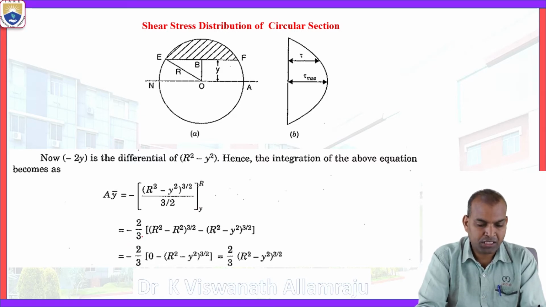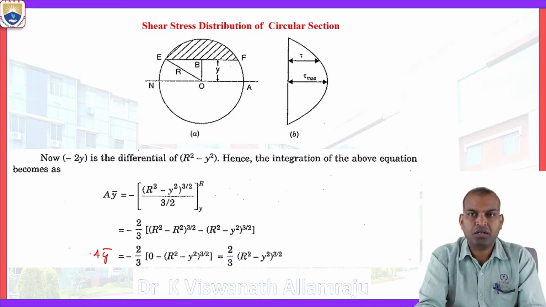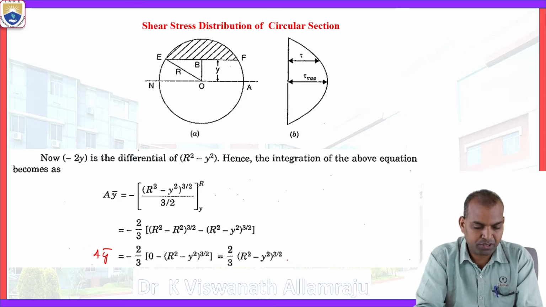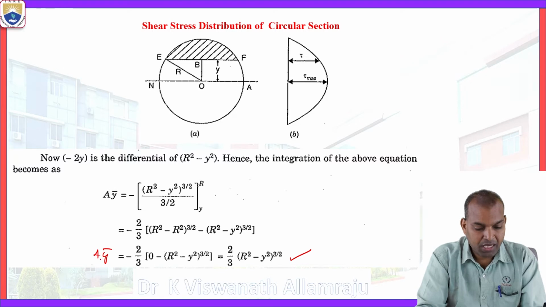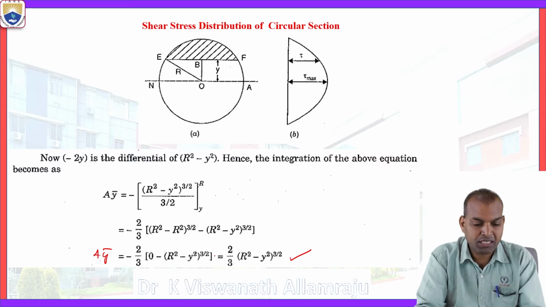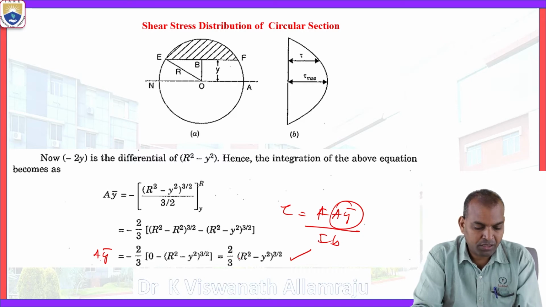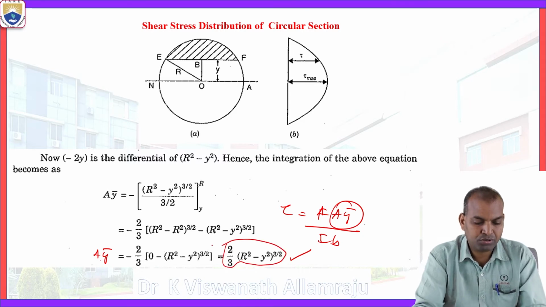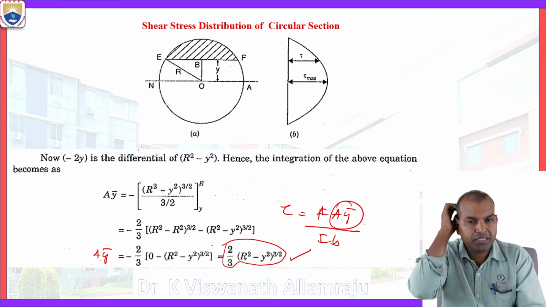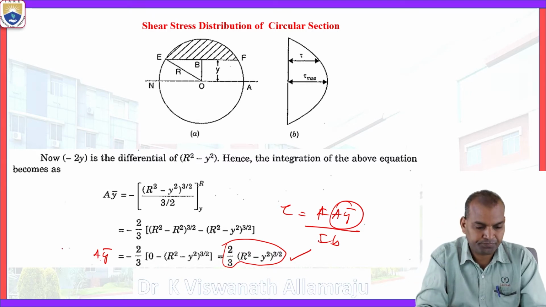After substitution and simplification in y and r square, the final simplification comes: A y bar equals 2/3 of (R square minus Y square) power 3 by 2. Substitute this A y bar value in the shear stress equation, F A y bar by I B. In the place of A y bar comes 2/3 of (R square minus Y square) power 3 by 2.